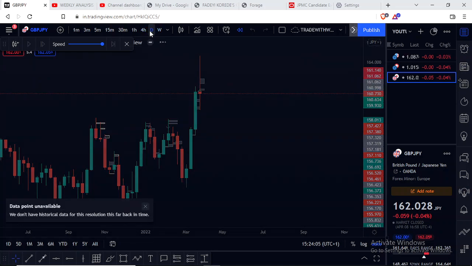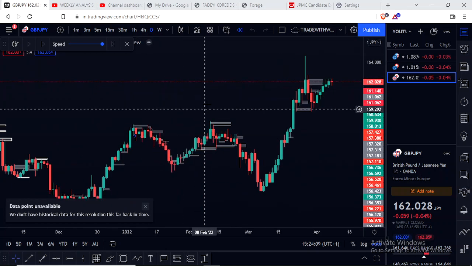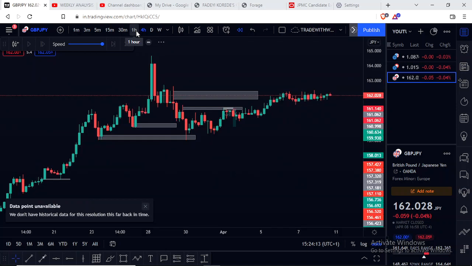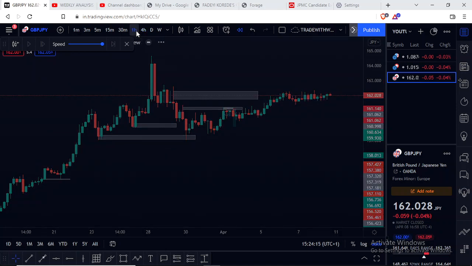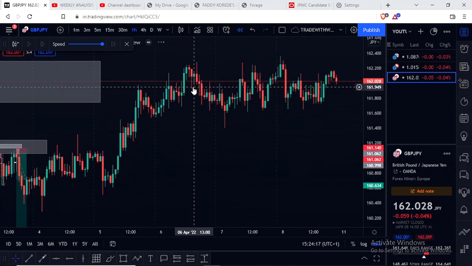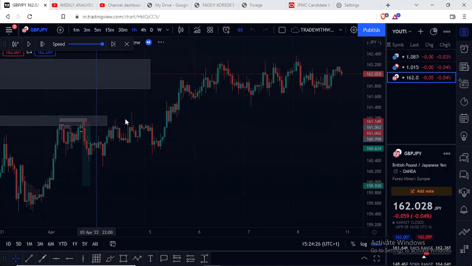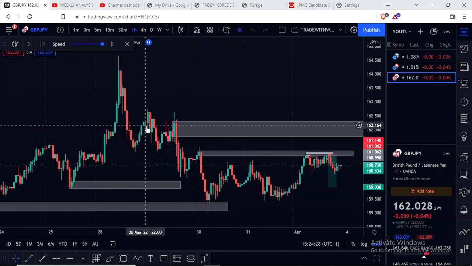The daily time frame, what's the daily time frame say? Okay, still very bullish. 4 hours time frame, bullish, and then 1 hour time frame also bullish.